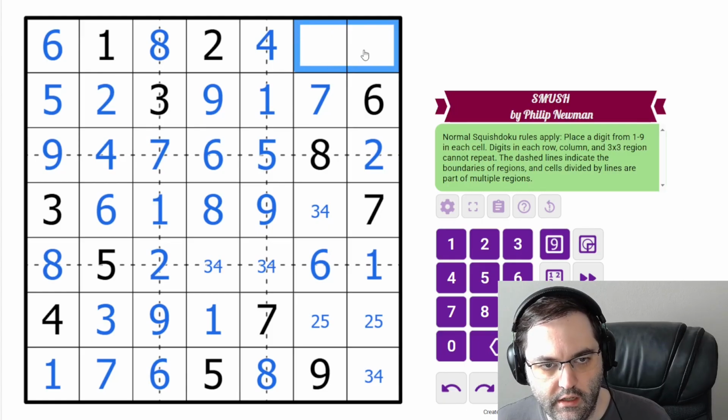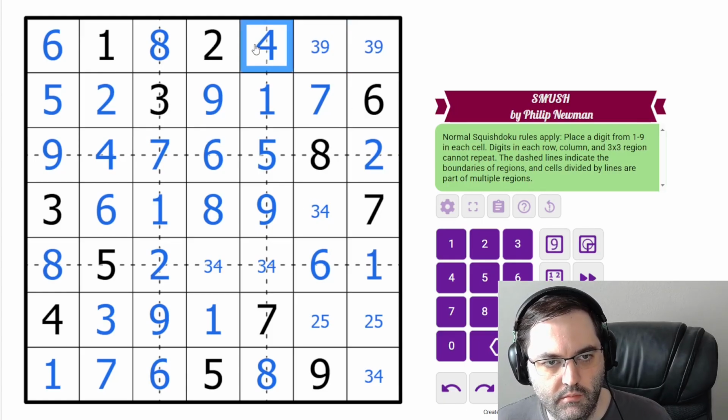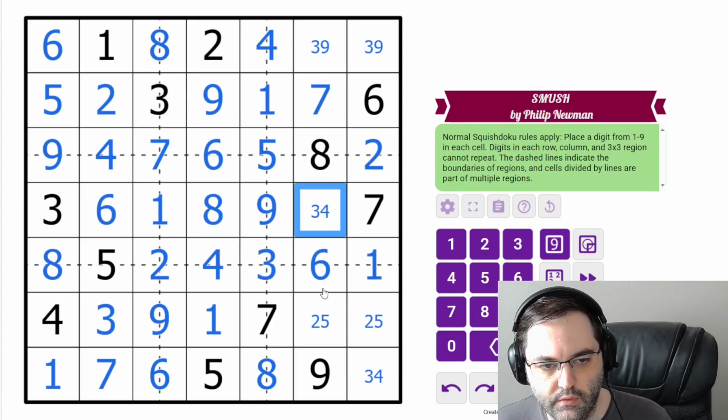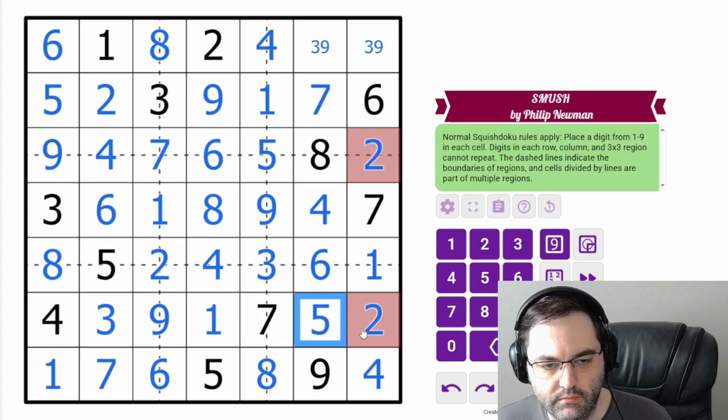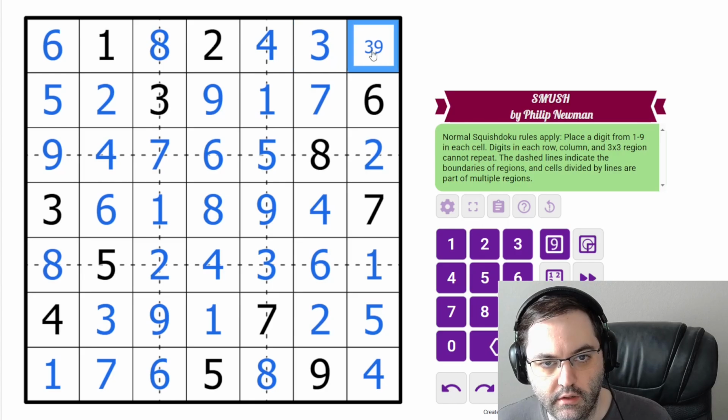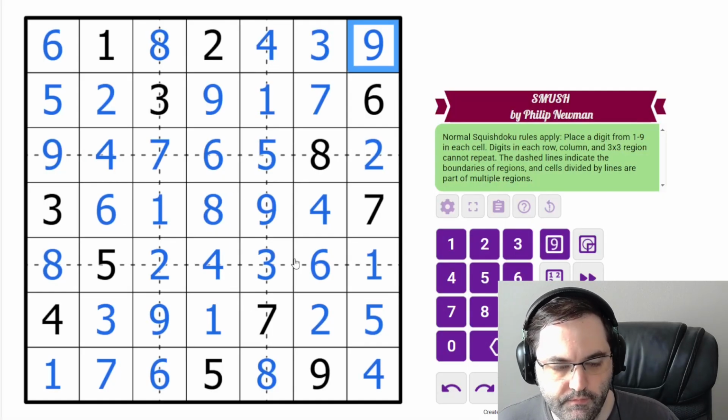These are 3, 9. This 4 is going to do 3, 4, 4, 4. The 2 gives us 5 and 2. Oh, 2 and 5. And the 9 down here gives us 3 and 9. That's the solution. So that took me a little longer.